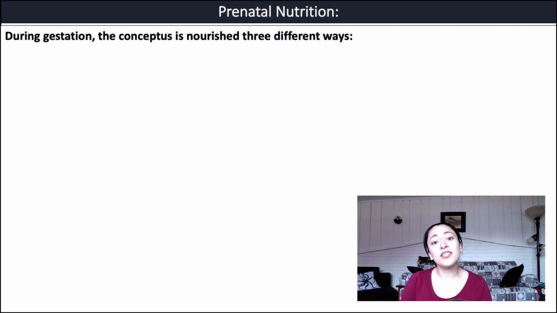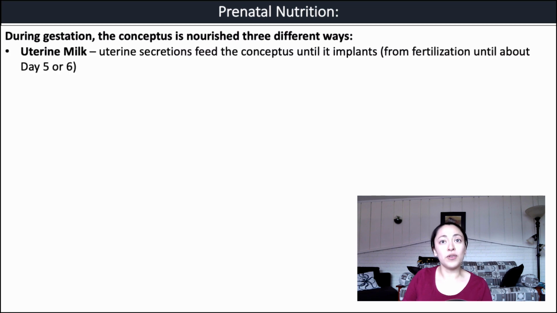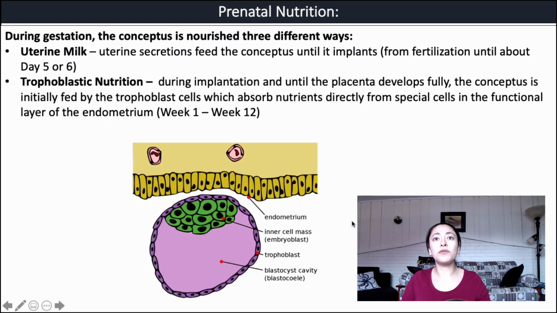So during gestation, the conceptus is nourished 3 different ways. First, the conceptus is fed with uterine milk. Uterine milk is produced through uterine secretions that feed the conceptus until it actually implants. So this is from fertilization until about day 5 or 6. After the conceptus starts to implant, it's fed through something called trophoblastic nutrition.